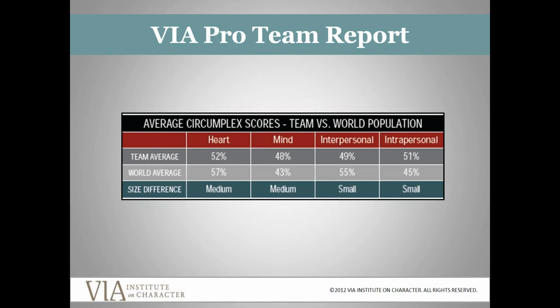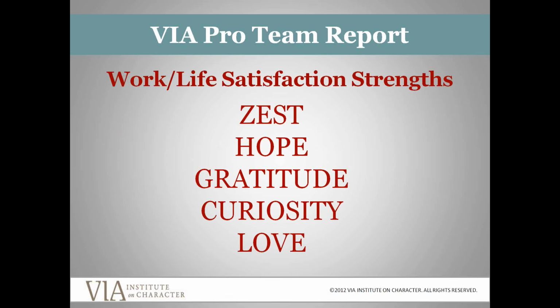The next table and section characterizes the difference between these team scores and the world population in terms of being non-substantial, small, medium, or large. One of the most robust findings in the research literature is that zest, hope, gratitude, curiosity, and love continue to emerge as the character strengths among the 24 that relate most to life satisfaction. Zest has been found to relate to work satisfaction.